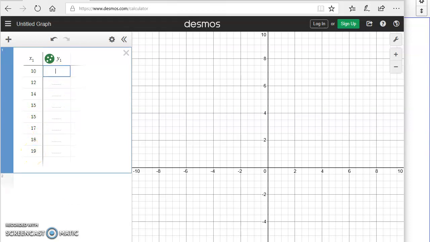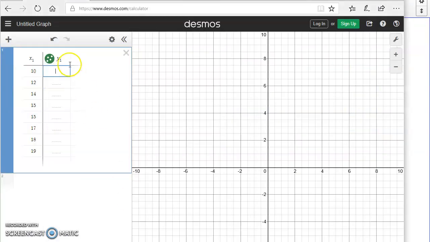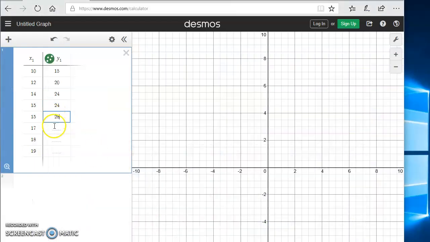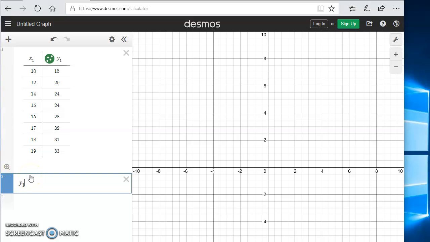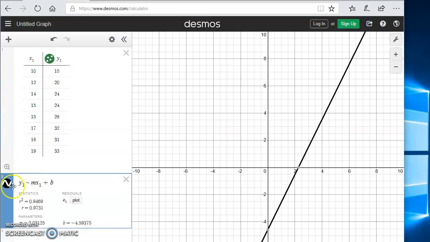And then we put our y's in. And our y's are going to be 15, 20, 24, 24. And then 28, 32, 31, 33. And then we're going to go to number 2, and we're going to draw y1 squiggly line mx1 plus b. And notice the r is 0.97.